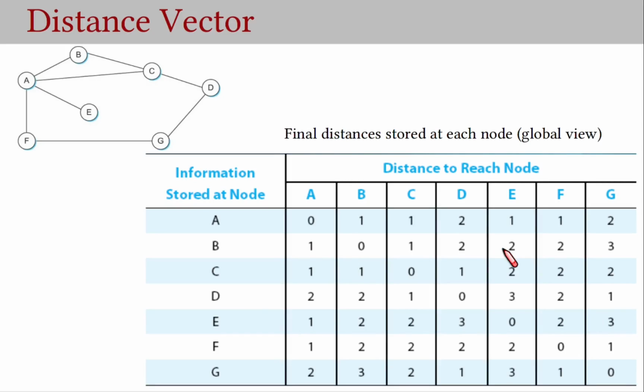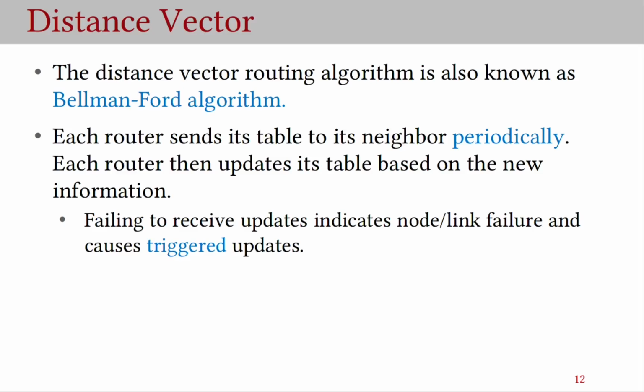And it's an interesting exercise for you to verify these entries. So we just begin with every node's initial condition and all the distance vectors that it receives from its neighbors, and eventually just try to come up with the correct numbers. The distance vector routing algorithm is also more commonly known as the Bellman-Ford algorithm.